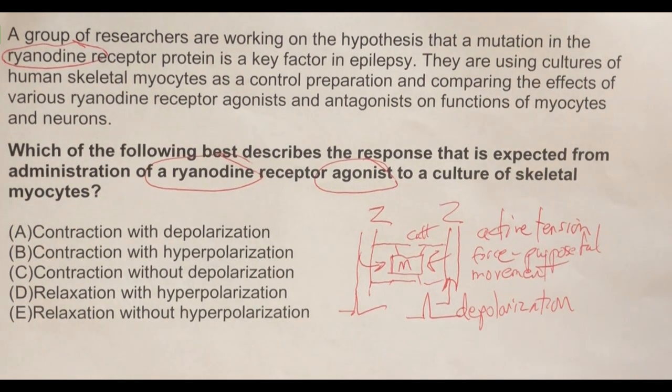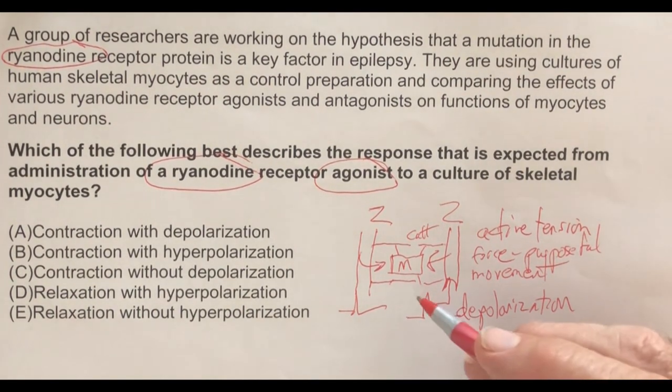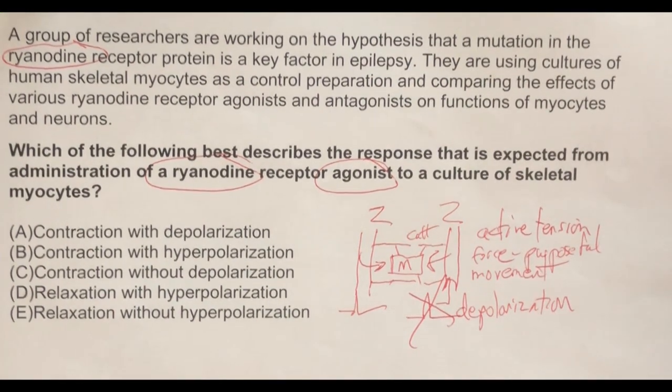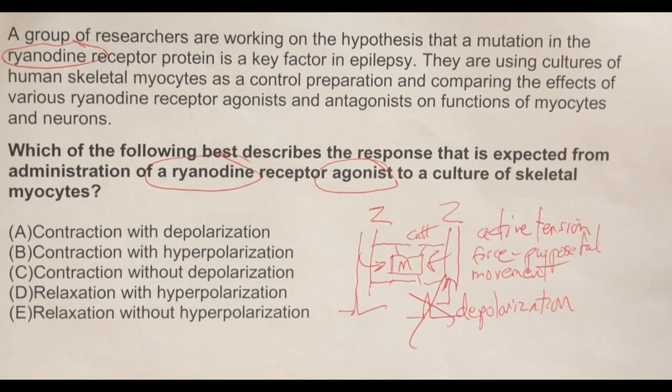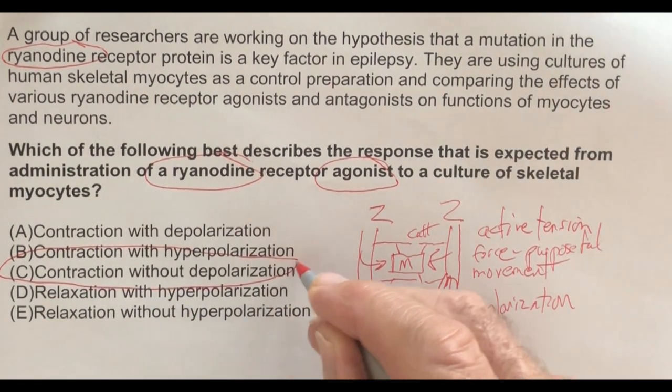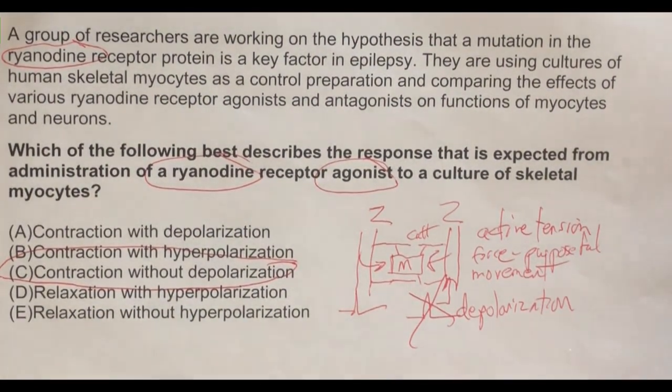So, if we administer the ryanodine receptor agonist, aren't we bypassing the nerve depolarization that results in release of acetylcholine, attachment to acetylcholine receptors, and depolarization at the Z lines of the T tubules that's going to release the calcium? So it seems like we would get contraction because calcium is forming the cross bridges, but it seems like it would be without depolarization. So that jumps out at me as being the best answer.